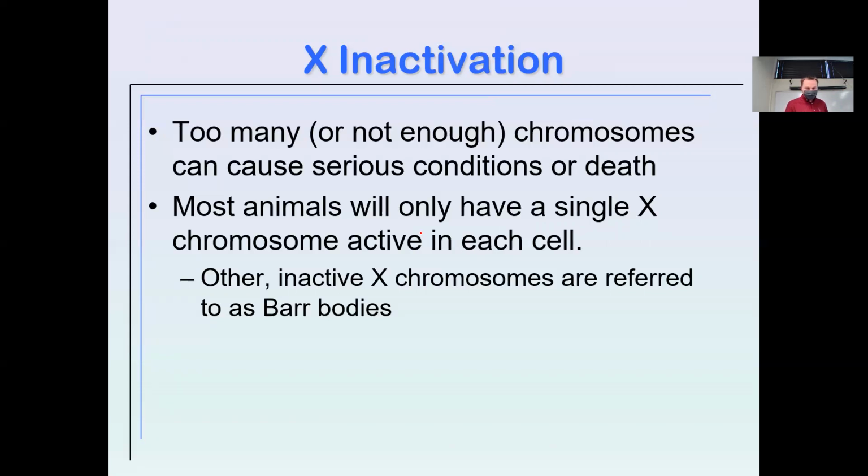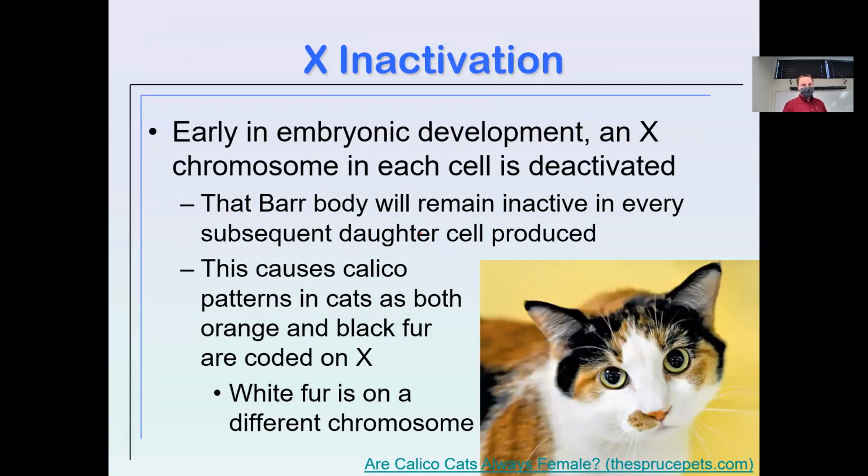Early in embryonic development, an X chromosome in each cell is deactivated. That generates a Barr body, and that Barr body will remain inactive in every daughter cell produced after that. At a certain point in the embryo's development, one X chromosome shuts off in a particular cell, and it's kind of random. In this cell one X chromosome shuts off, and in the other cell, the other X chromosome shuts off. Then every cell produced after that will have the same inactivated X chromosome.